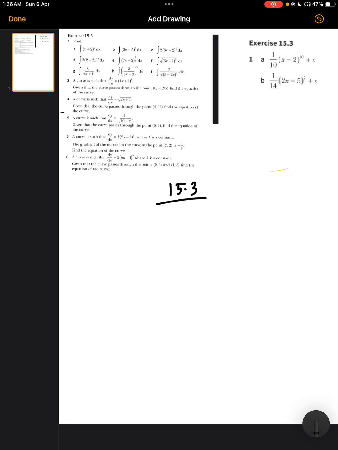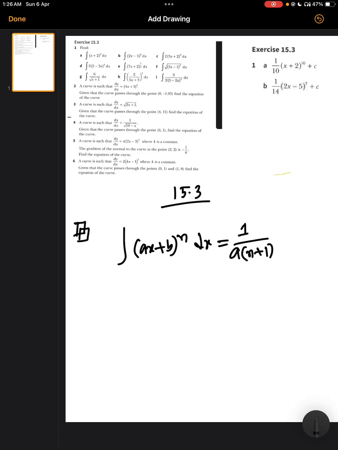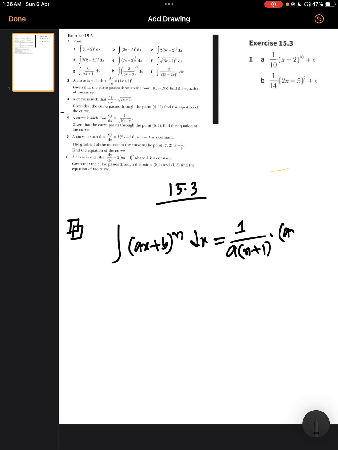Before solving questions, I would like to introduce a formula to you. The formula is the integration of (ax plus b) to the power n dx. The result would be 1 over a times (n plus 1), times (ax plus b) to the power n plus 1, plus c. Okay, this would be our formula.